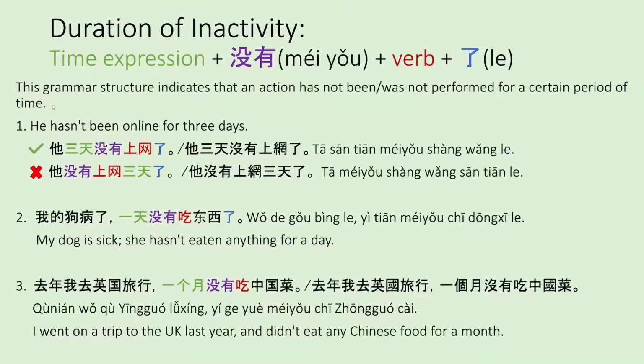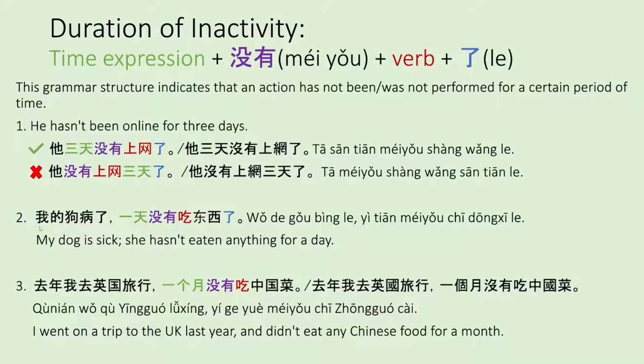So to make sure that this grammar is working, you have to follow the structure, or else what you're saying isn't going to translate the way you want it to. So if you want to say he hasn't been online for 3 days, you'll follow the structure and say 他3天没有上网了. You can't reorder the structure and say something like 他没有上网3天了.